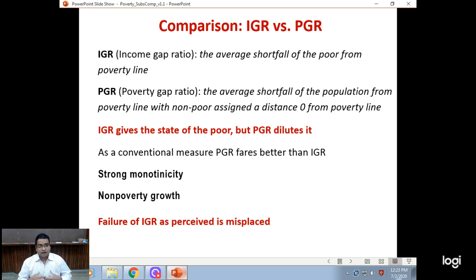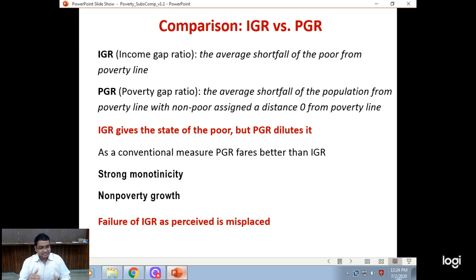But nevertheless, unfortunately, our approach to substitute an inferior measure with a superior measure, that substitution approach which I mentioned in the beginning, actually branded the income gap ratio as not a very good measure, in fact a bad measure.